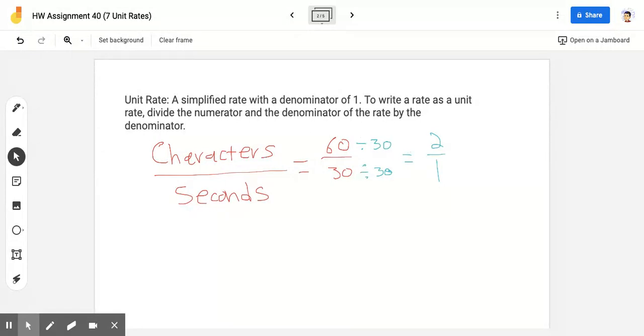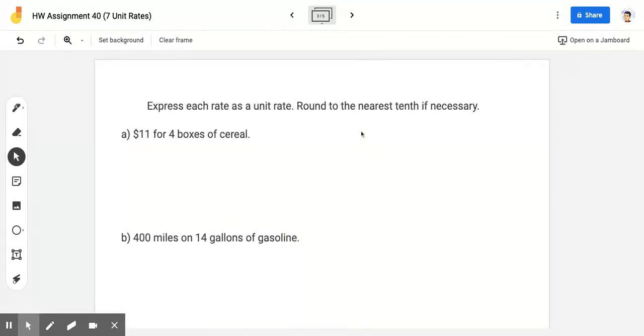All right, so we're going to start using these unit rates. First, we're going to find them, and then we're going to use them to solve some problems. Okay, so let's start off with this. We're going to express each rate as a unit rate, and we're going to round to the nearest tenth if it is necessary.